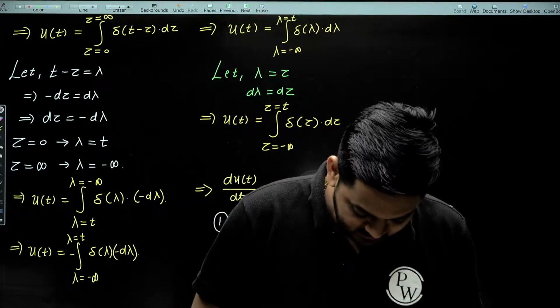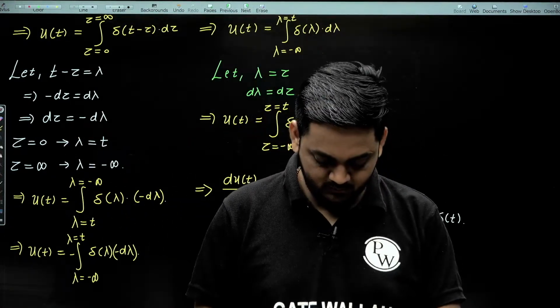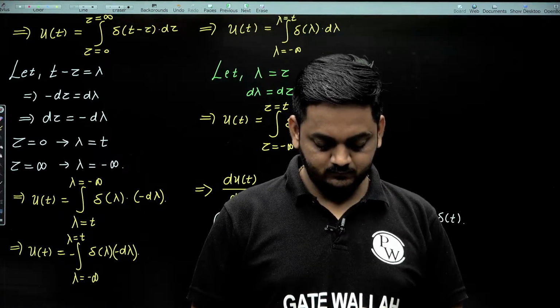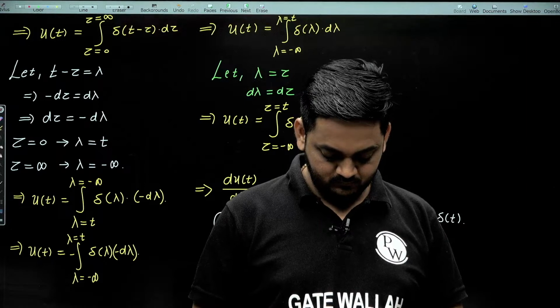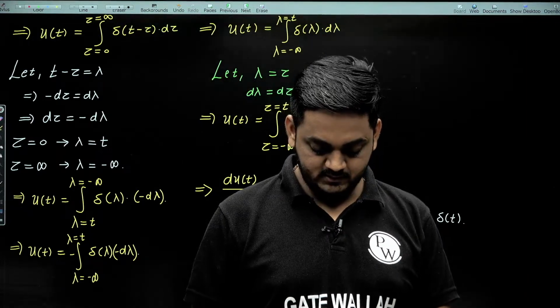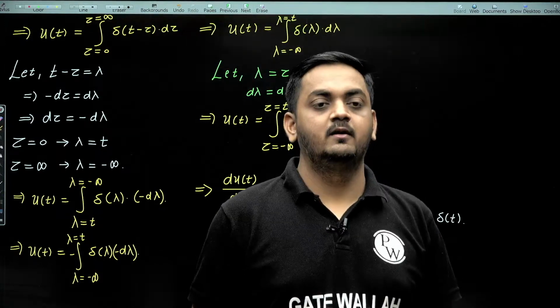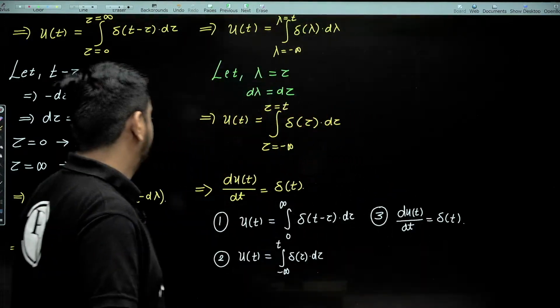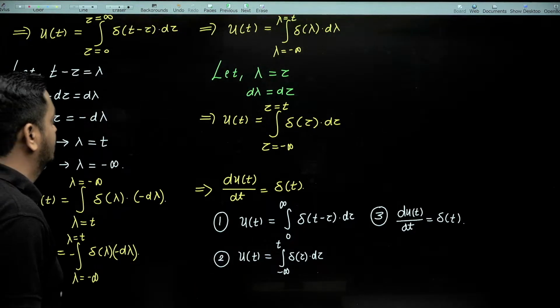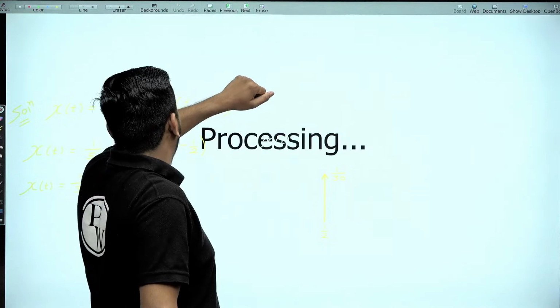Any doubt in this? Tell me, any doubt? Fine. Clear to each and everyone? Tell me, guys. Clear? Fine. So these three are the important results from this property. Okay. So finally, let me summarize all the things.